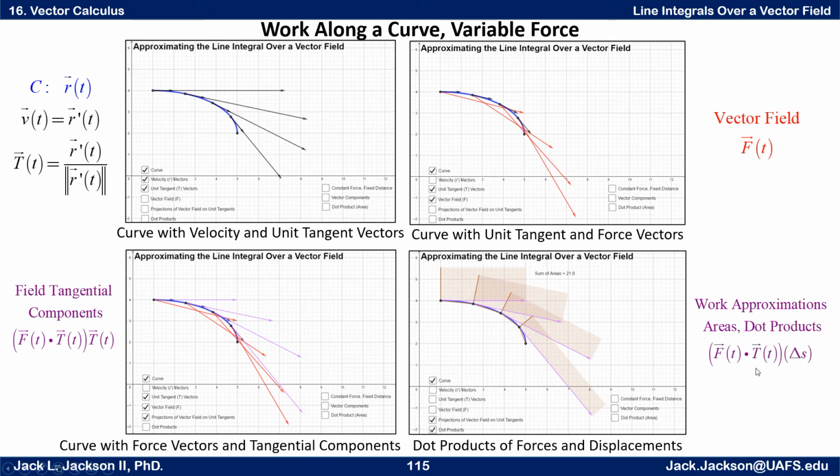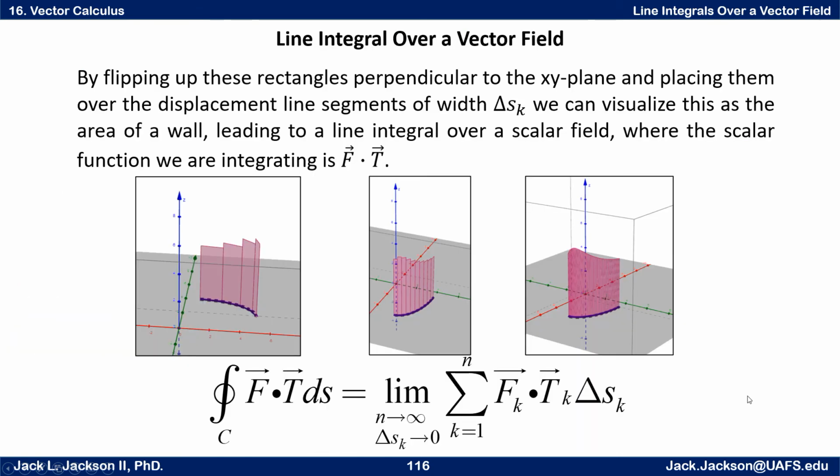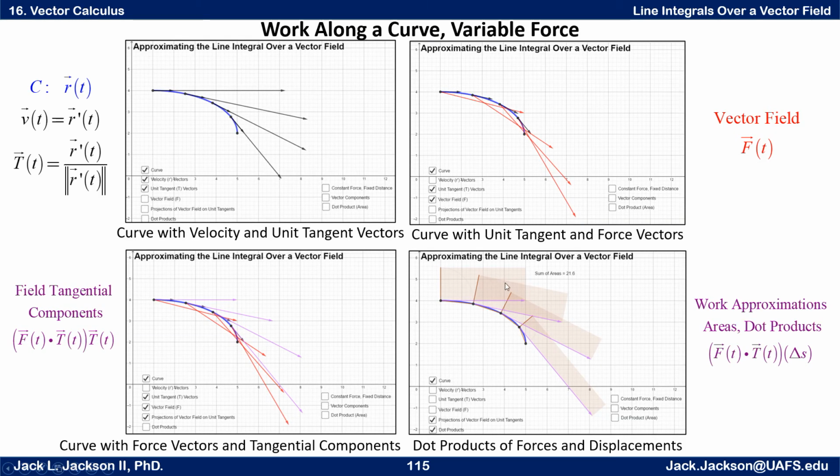And then we find the work done by multiplying the lengths of those purple vectors by the amount of displacement, which is delta s, using our notation from earlier. Now, what we can do is kind of interesting. We do get rectangles here, right? So see if you can visualize this.